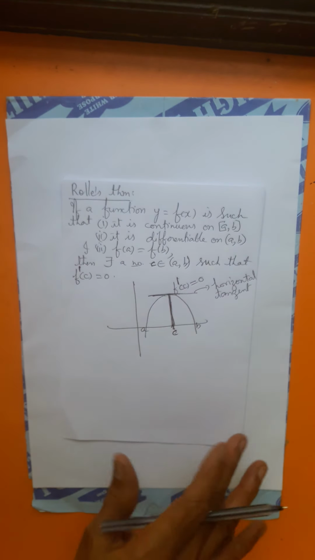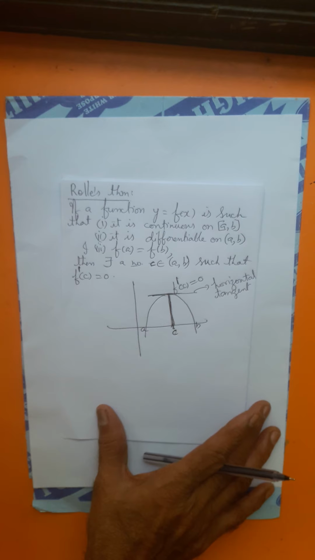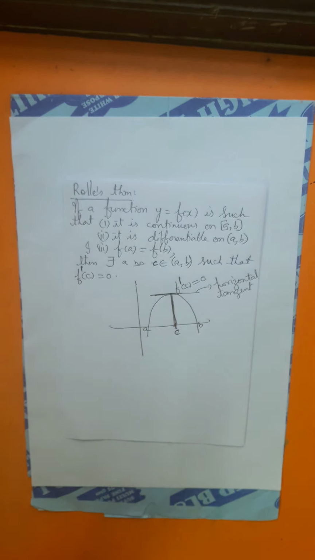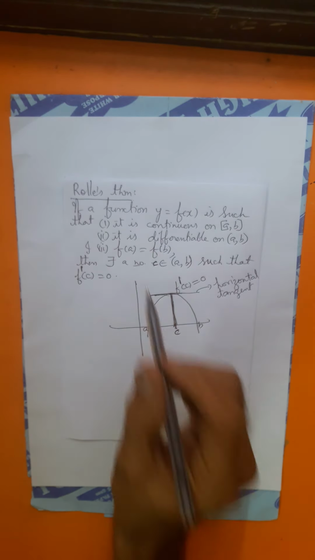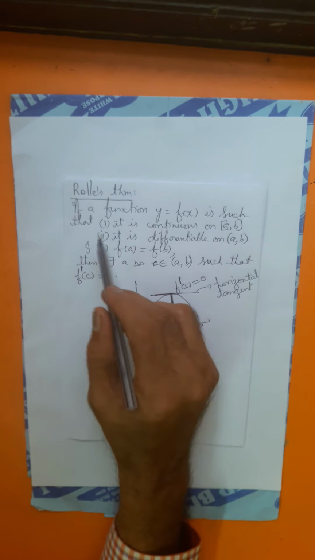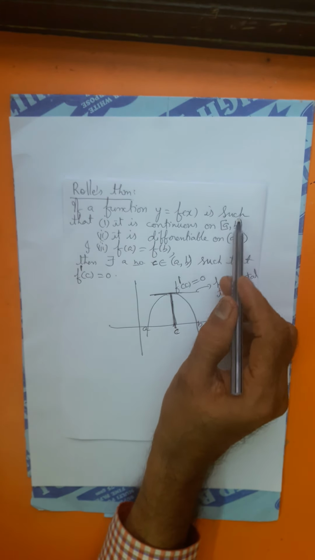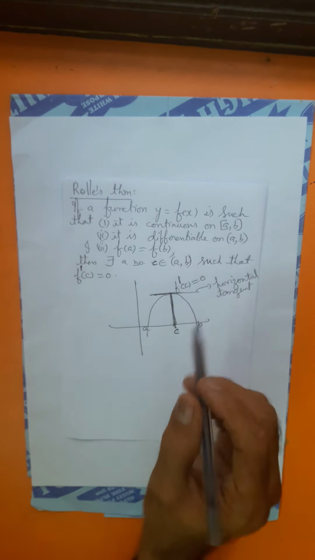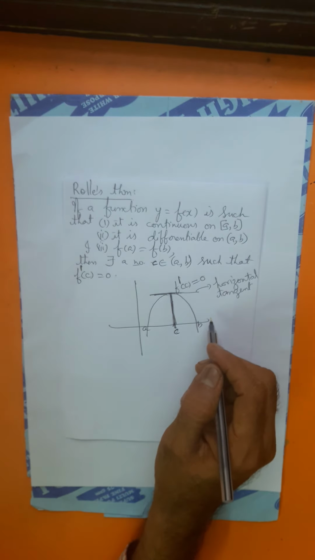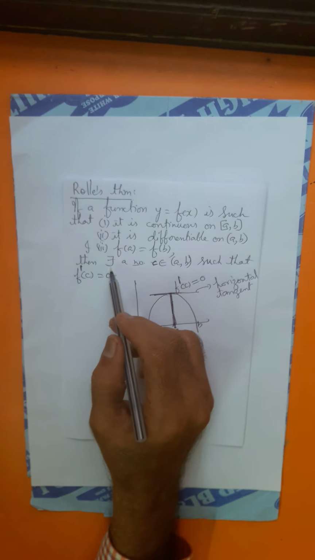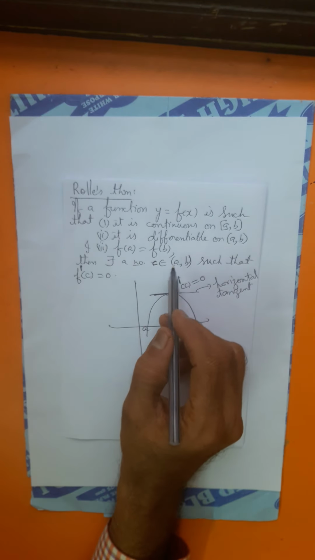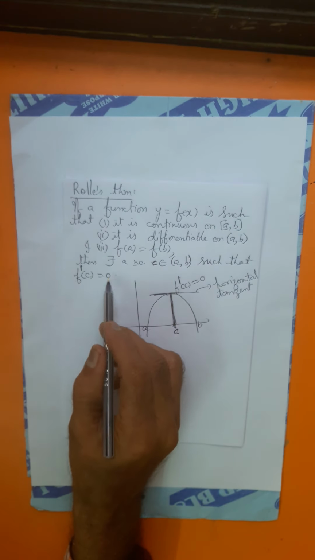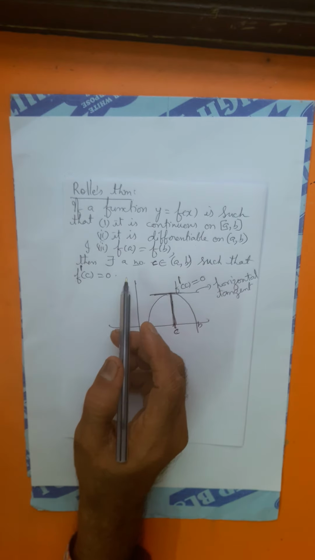Fine. So, just recall the Rolle's theorem which you studied in the last class. What is the statement of Rolle's theorem? If a function y equal to f of x is continuous on the closed interval [a, b], differentiable on the open interval (a, b), and f of a equals f of b, so the values at the end points are equal, then what does Rolle's theorem say? Then there exists a number c belonging to the open interval (a, b) such that f dash c is equal to 0.